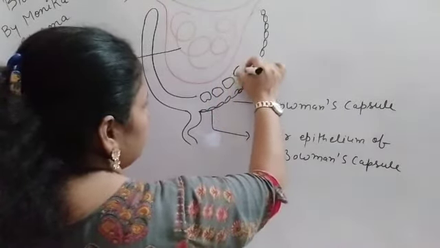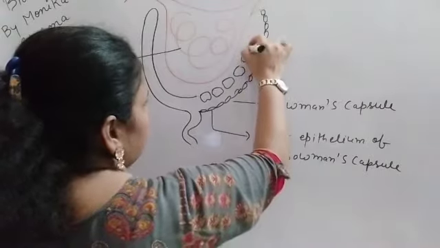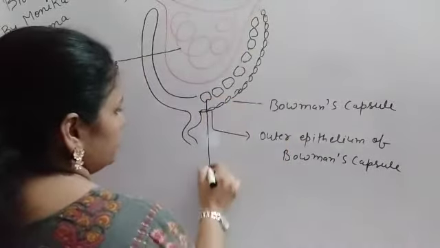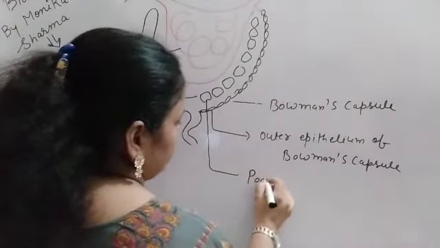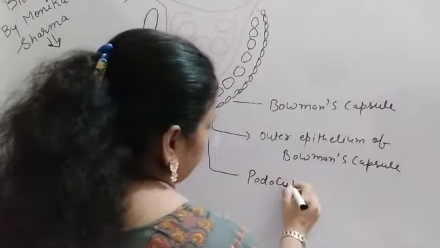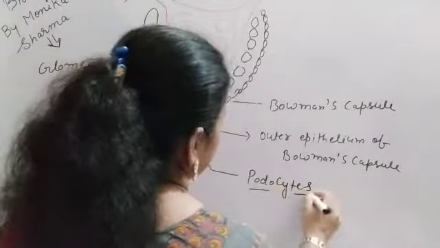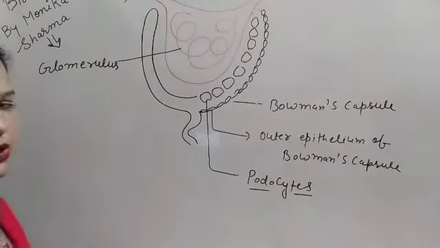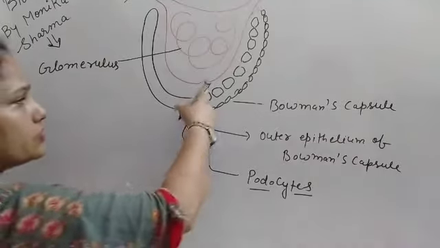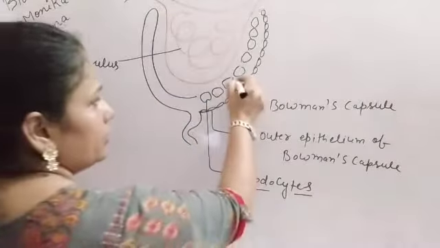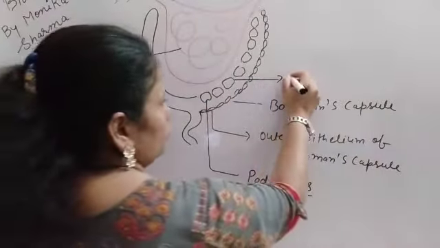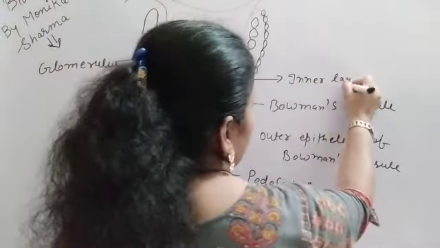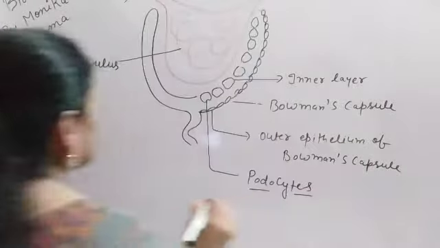Like a sieve, they have pores inside them, and these types of cells are known as podocytes. The podocyte has the main role in the ultrafiltration step, and that is the second layer. We can say the inner layer of Bowman capsule, the inner visceral layer.